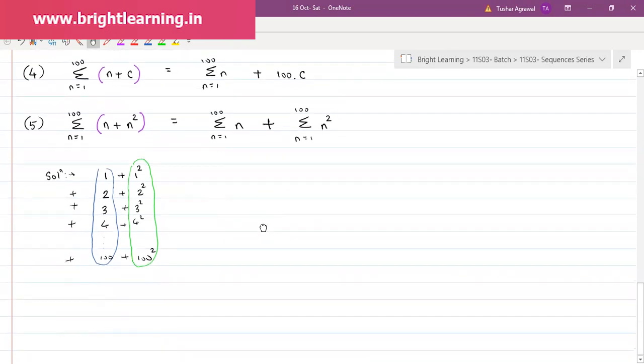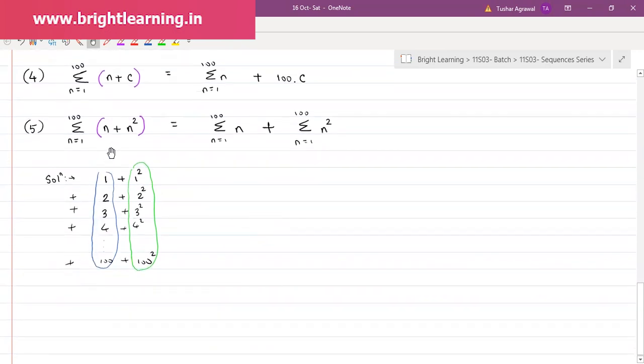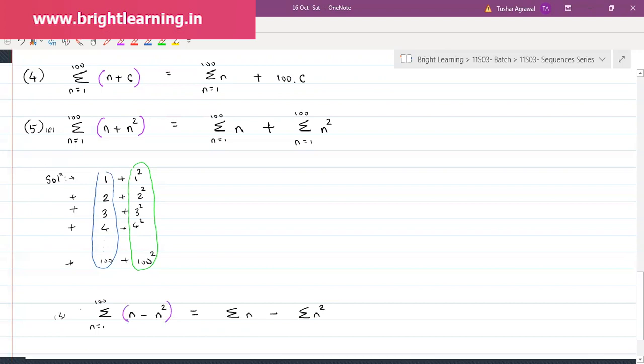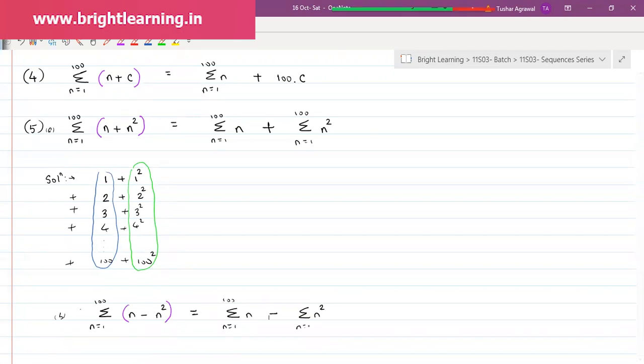Yes, sir. And here in this only I can also write summation of, let's say, 5.a and 5.b, summation of, let's say, n minus n square, n is equals to 1 to 100. This will be same as summation of n, summation of n square, and then subtraction sign. This is n minus n square, this complete bracket is. So n equal to 1 to 100, n is equals to 1 to 100. The reason again same.